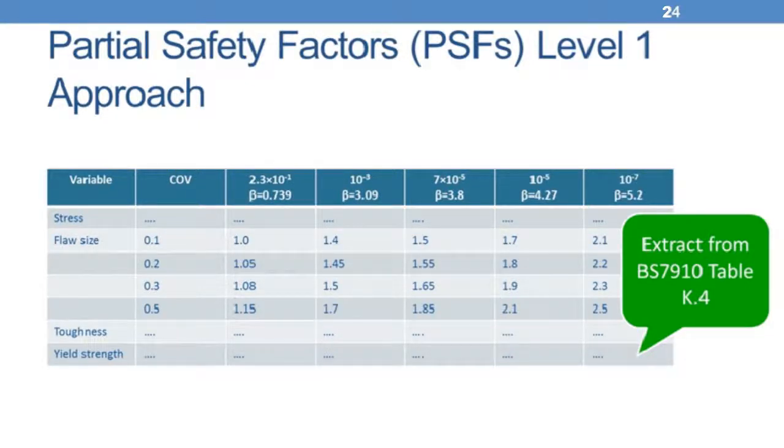The partial safety factors, this is something that works particularly well with probabilistic fracture mechanics type approaches. In fact, the probabilistic failure assessment diagram that I showed on the previous slide can be used to calibrate an associated level 1 partial safety factor approach. And essentially this approach applies factors to the nominal values of the input parameters to achieve a result with a known reliability. And the table on this slide shows an example of the factors that are applied to the flaw size to achieve the target reliability figures that are shown at the top of the table columns.